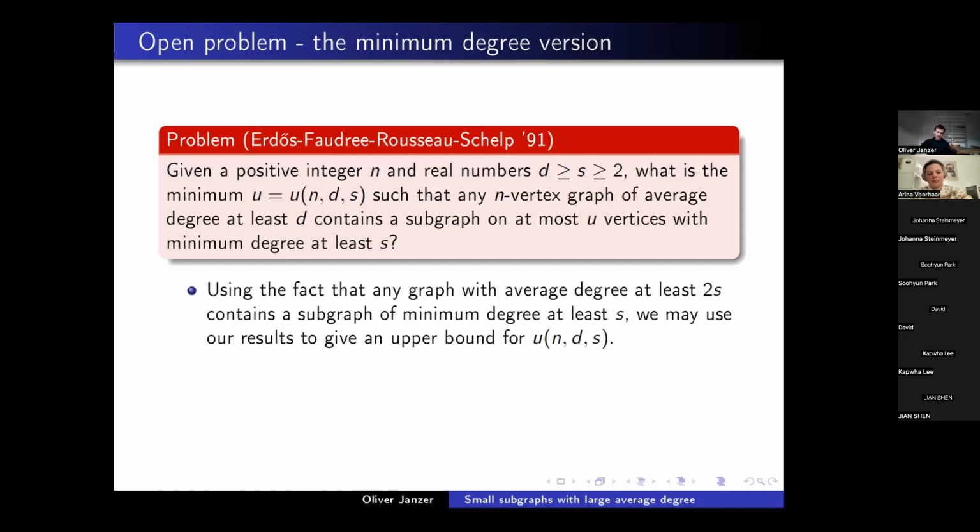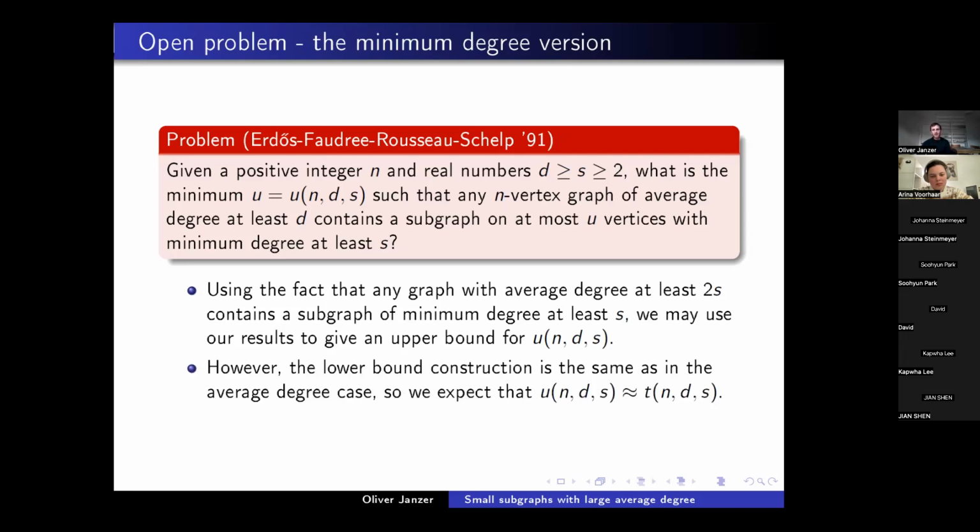The same number of vertices that guarantees average degree at least s should in fact guarantee minimum degree at least s. But our approach doesn't work because these trees that you glue together, while they will have average degree s, they will not have minimum degree s. There will be vertices of smaller degree. So we do think the answer is the same, but we can't prove it.